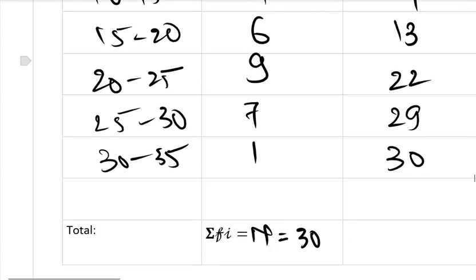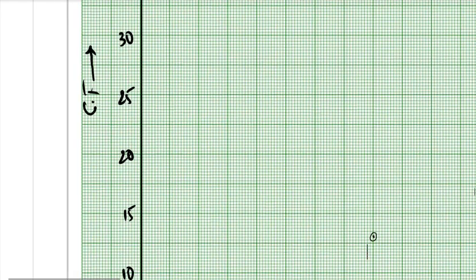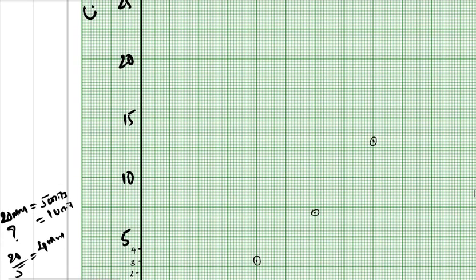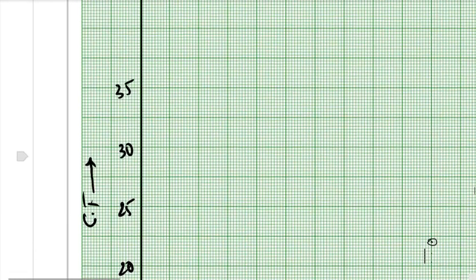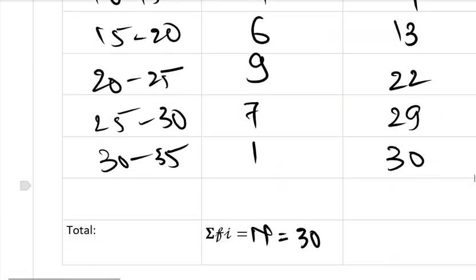Then 25 versus 22. Okay, so this is going to be the line of 25, 22. So 1, 2, 3, 4. This is 21. 1, 2, 3, 4. This is 22. 25 versus 22.